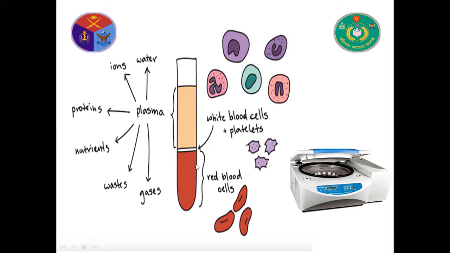After that, you will see one yellow colored substance in the upper portion is separate, and a red colored solid substance in the bottom layer of the test tube. So the yellow colored substance is plasma and the red colored substance is blood cells. Blood cells are again of three types: RBC, WBC, and platelets. So you can easily identify and separate them by this machine.